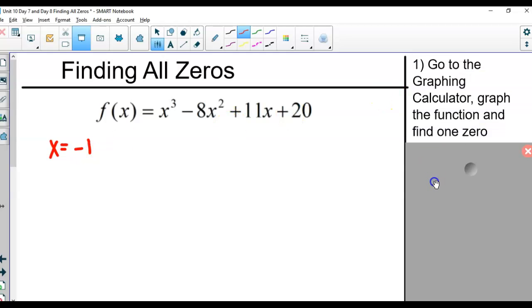Okay, so that was step 1. We go to the graphing calculator, we graph the function, and we find -1, 0.